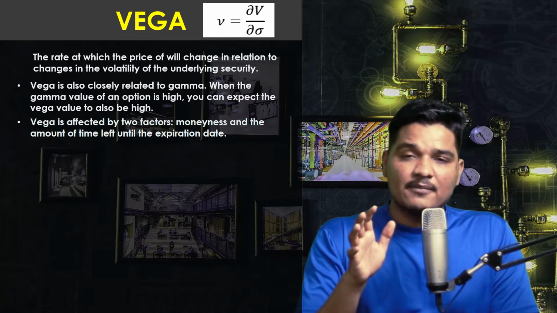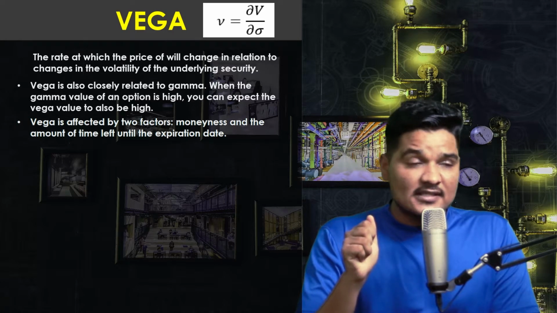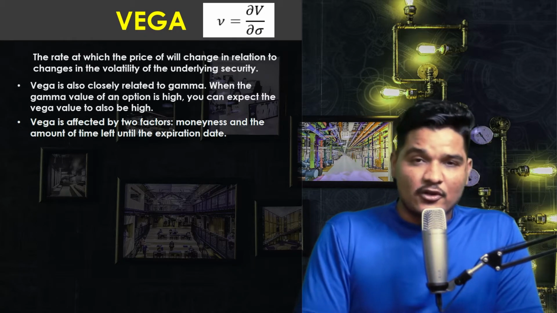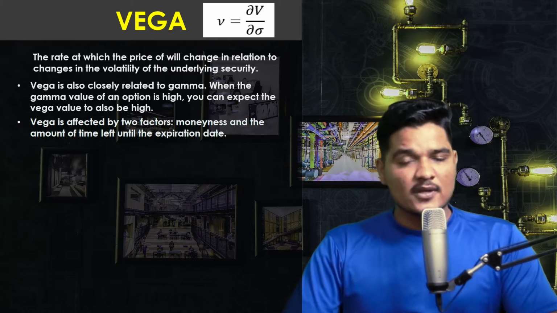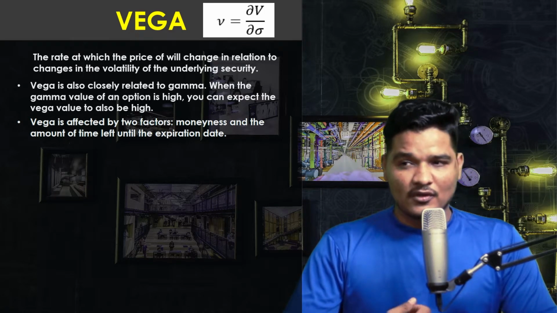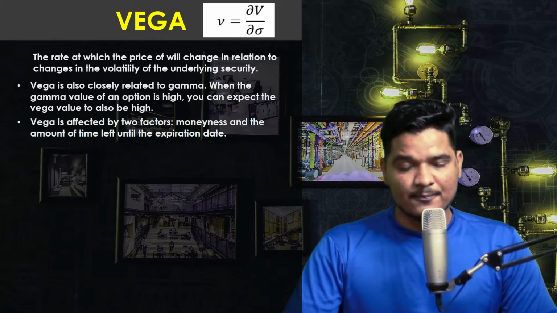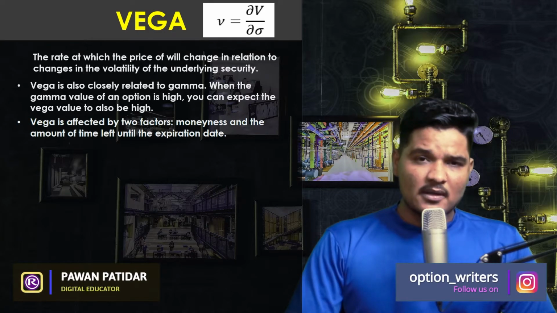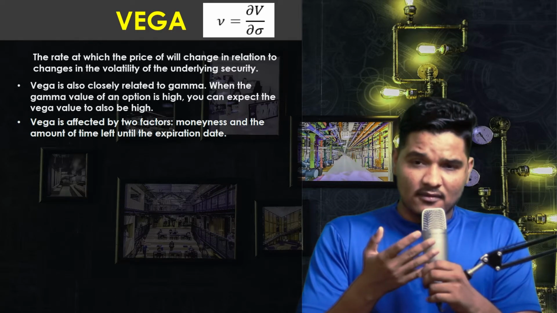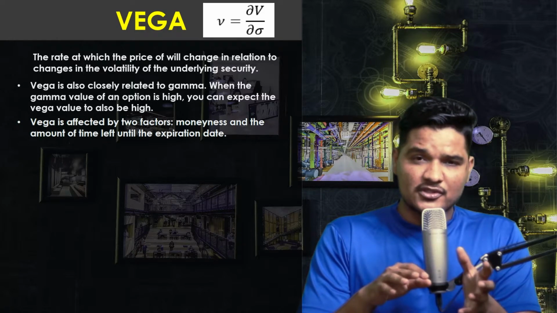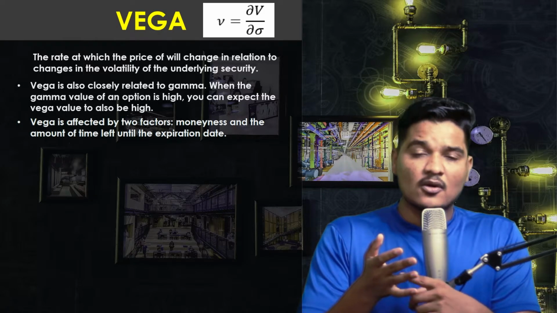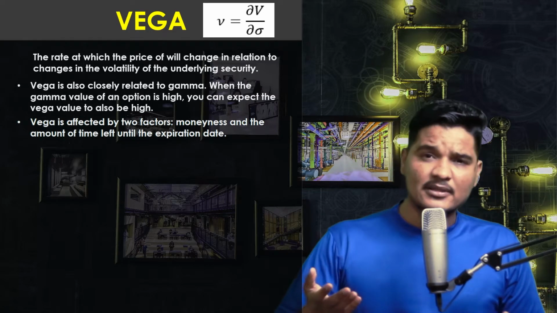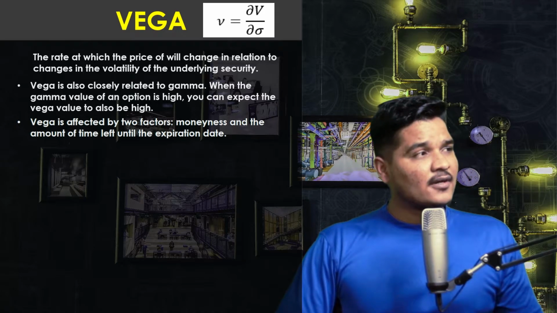Vega is affected by mainly two things. First is moneyness, and the second one is the time until the option is going to expire. So what do I mean by moneyness? You must have heard this term somewhere, or if you have not heard, then this term is new for you. If you have not heard it, then don't bother about it. What do I mean by moneyness? It simply means that wherever you have made the position, whether that position is at the money, in the money, or out of the money, that is called moneyness. Moneyness means it will be out of the money, or at the money, or in the money. So this is the meaning of moneyness.